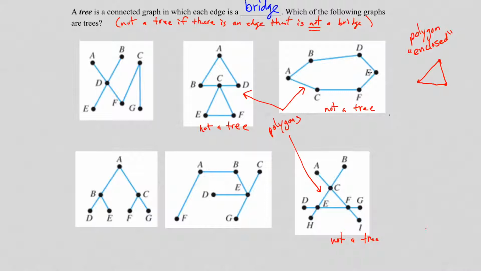Now, why are the other ones trees? Well, there's no polygons, okay? No enclosure is created. So this one's a tree. This one, and this one. This one's a tree. And this one's a tree. Okay? Notice how all the vertices are connected, but there are no enclosures, no polygons in the figure. Okay?